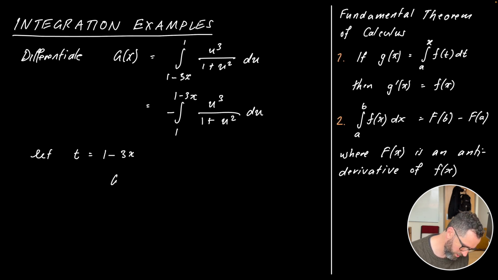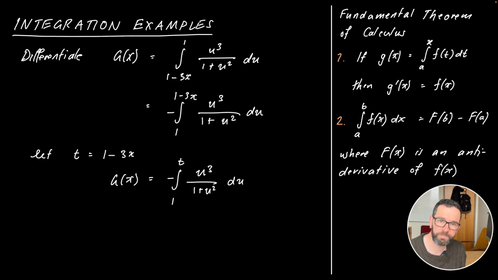So now we're going to have g of x is the integral from 1 to t of u cubed over 1 plus u squared du. Okay, now we've sort of solved one problem, but we've created another one. We've got rid of the 1 minus 3x and turned it into a single letter, t. But now our integral is in terms of this t instead of x. Don't forget this variable u is just a dummy. It comes out when it gets integrated.